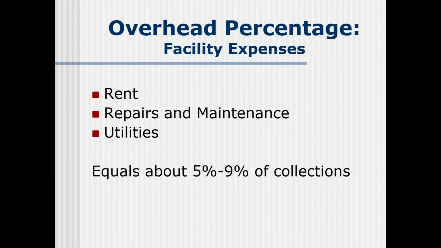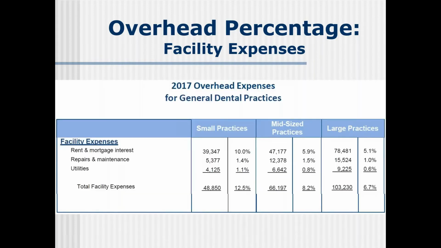And let's look at the results. So this year, based on our analysis, the smaller practices actually came in at 12.5%. And that's because it's expensive to rent the space. And if the average comes in over that 9%, it just indicates that the dentist has the opportunity to produce more out of their space than they're currently producing.